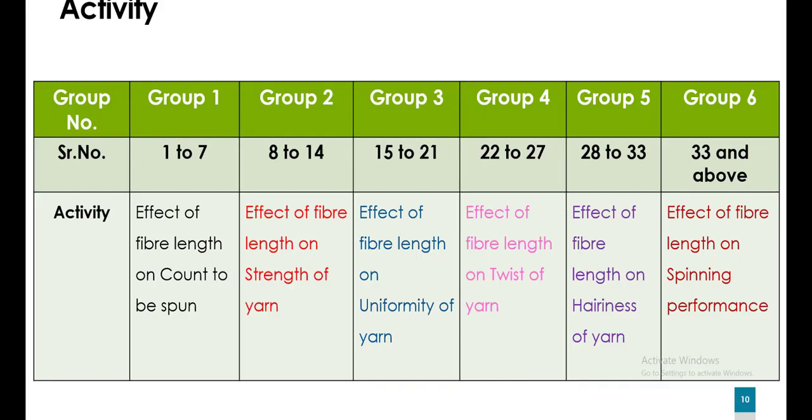And here I have written activity to be done. Students from first group will record effect of fiber length on count to be spun. Group 2 will record effect of fiber length on strength of the yarn. 3 will go for uniformity of yarn. Fourth group will work on effect of fiber length on twist of yarn. Fifth will write about effect of fiber length on hairiness, while sixth will work on spinning performance.